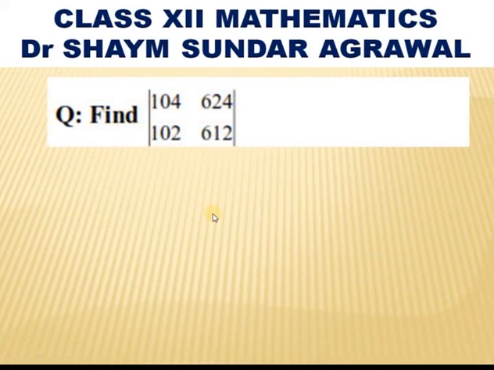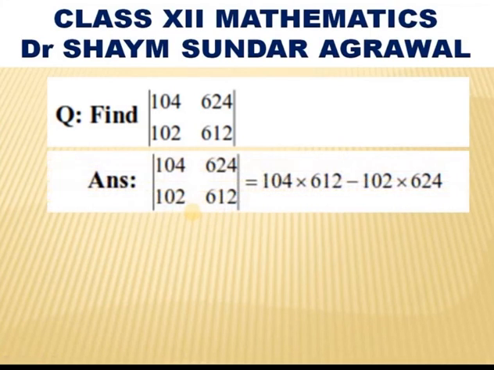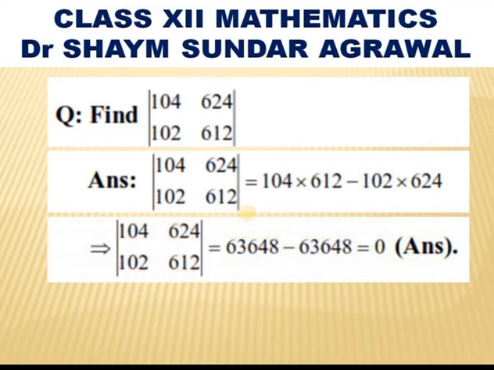Let us find out the determinant of 104, 624, 102 and 612. So, the determinant of this is 104 into 612 minus 102 into 624, or after multiplication it is 63648 minus 63648, which equals 0.